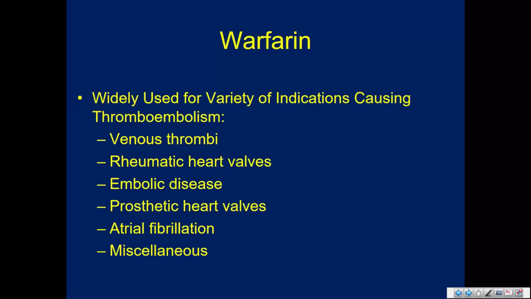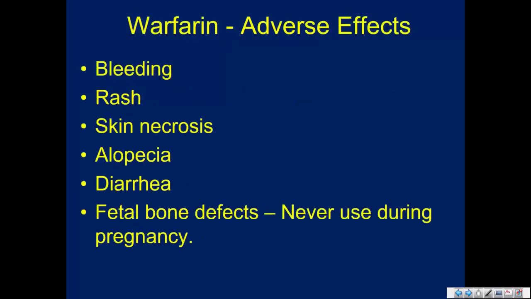Warfarin for 50 years, maybe 70 years since World War II, has been the mainstay of anticoagulation therapy in an outpatient setting. It's been used for everything from venous thrombi, valvular disease, embolic disease, prosthetic heart valves, AFib, miscellaneous, anything that puts you at risk for clots. Warfarin has historically been used.